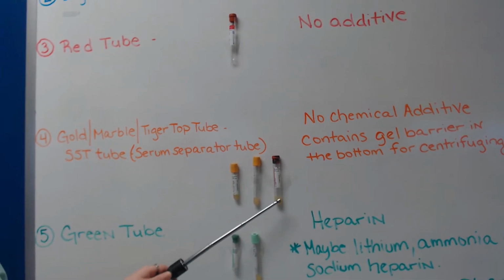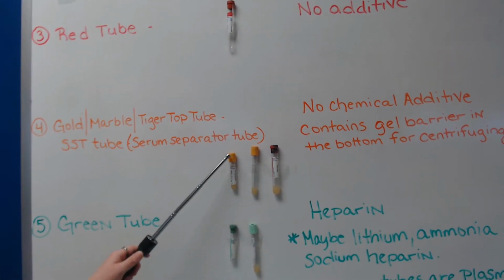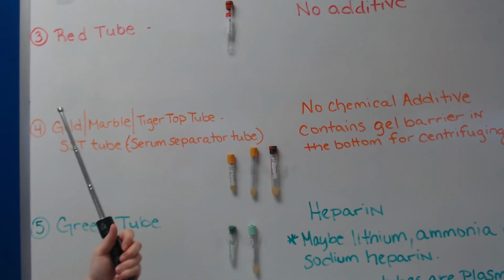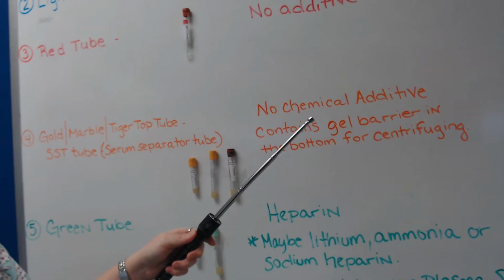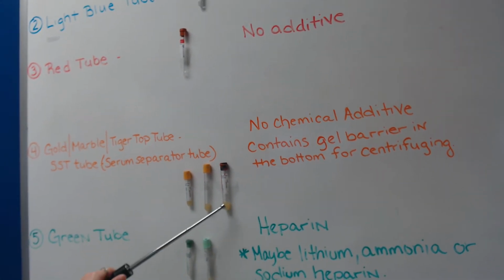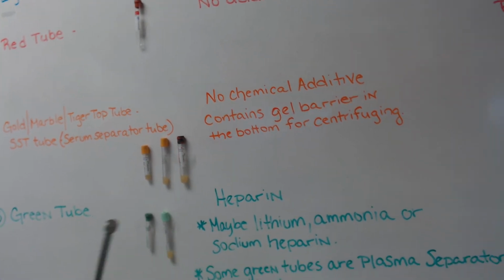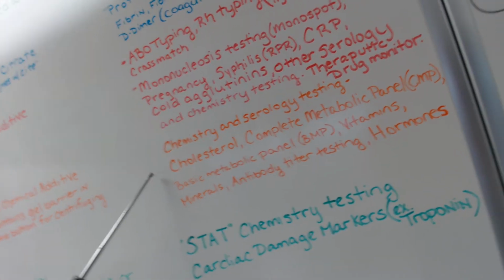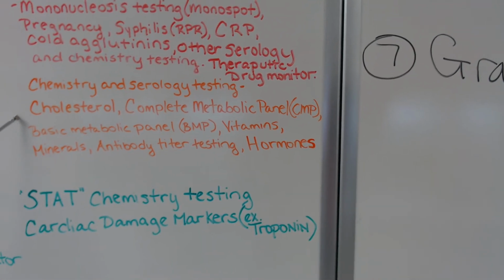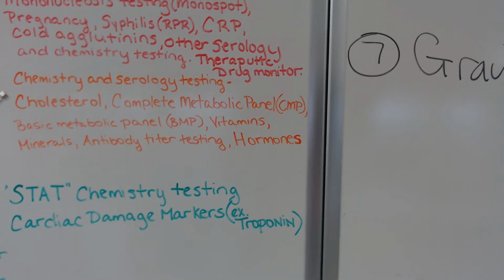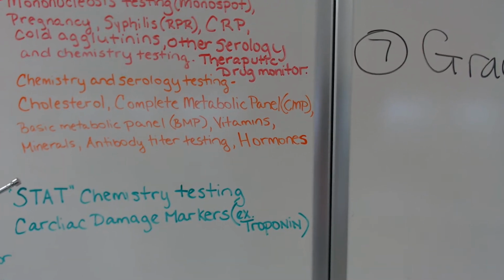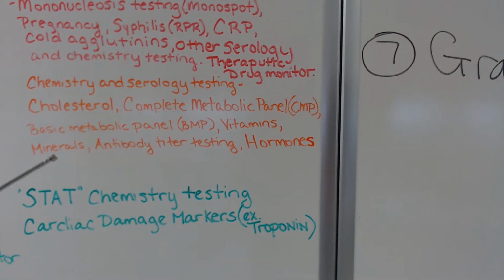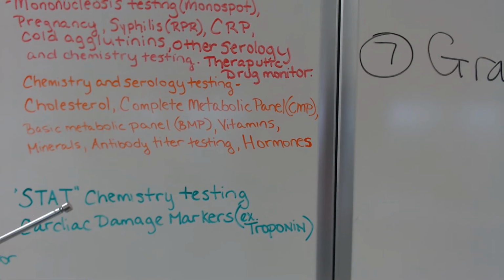So if it has this barrier and it has a gold or tiger top, it's going to be your serum separator tube, which we abbreviate SST. So again, there's no chemical additive. The blood will clot in this tube, but it's going to have that barrier at the bottom. For that, your chemistry and your serology testing also go into this. Big things that we run often are going to be your cholesterol testing, complete metabolic panel and a basic metabolic panel looking at your kidney and liver functions, vitamins, minerals, antibody titer testing, and hormones.